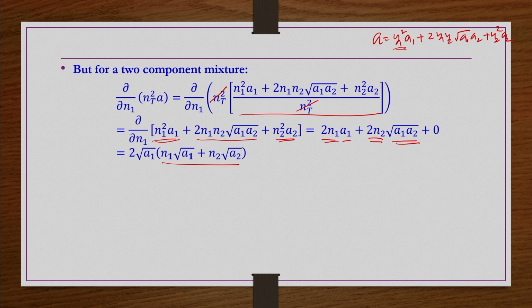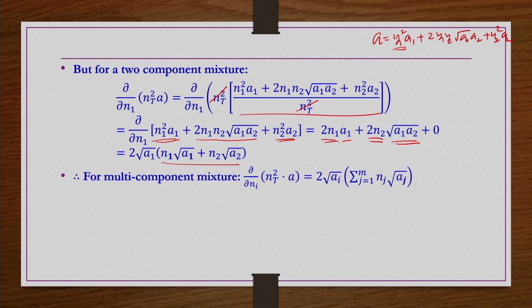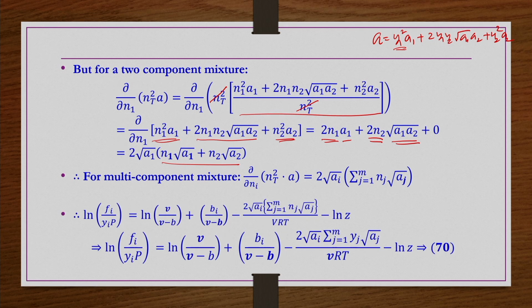The purpose of doing this differentiation for the binary component is that now we can generalize this to the multi-component mixture easily. This we can write for a multi-component mixture as 2 square root of ai, sigma j equals 1 to m, nj square root of aj. So this one we can substitute in the previous expression. In the previous expression, what we had was ∂/∂ni of nt² A in this place, divided by V by RT. So in place of ∂/∂ni of nt² A we are writing 2 square root of ai, sigma j equals 1 to m, nj square root of aj.